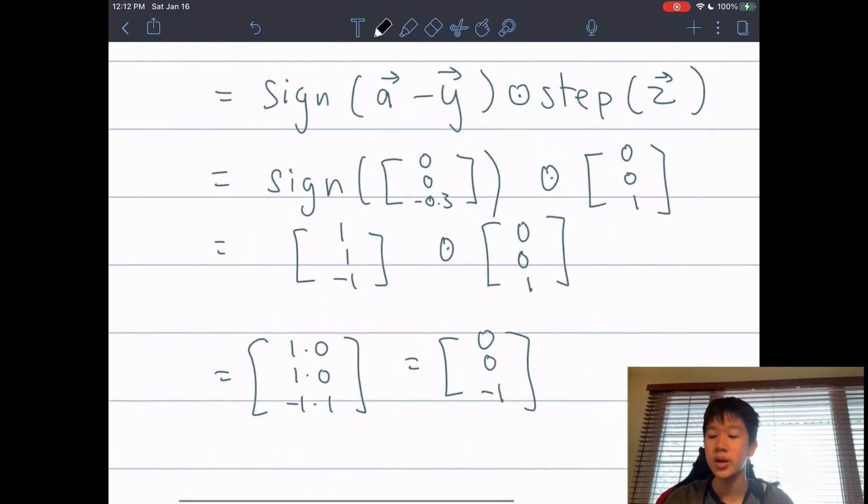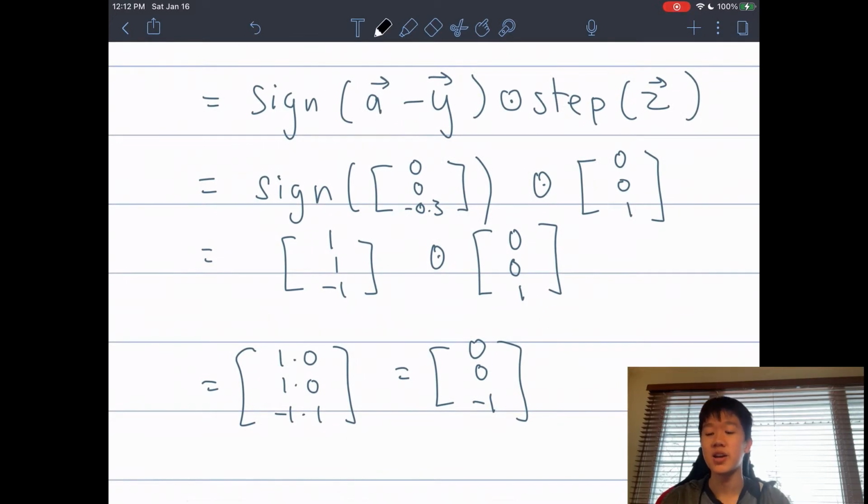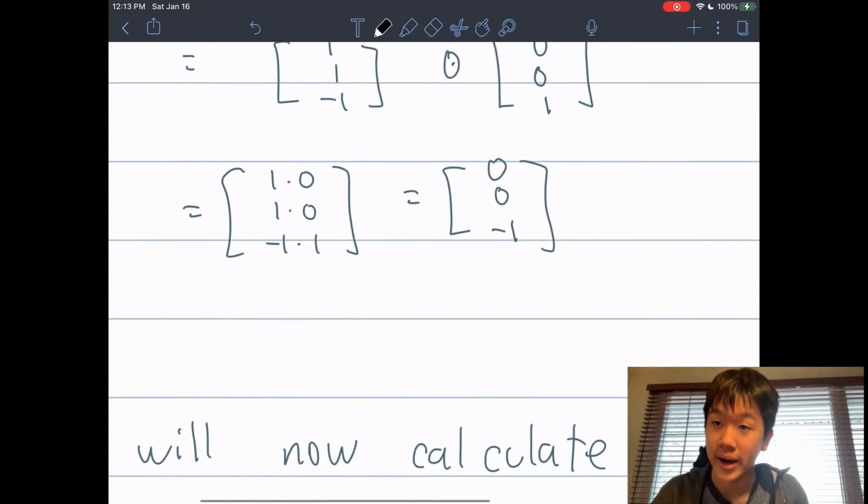So let's continue on, and we have that this is going to be sign of [0, 0, 0.3] element-wise product with [0, 0, 1]. So [1, 1, 1] element-wise product with [0, 0, 1]. This gives us finally [0, 0, -1].